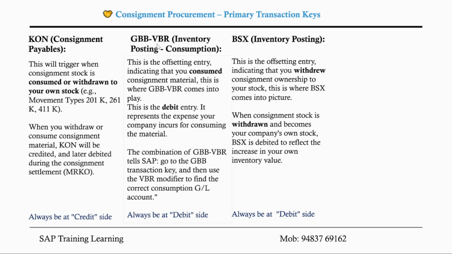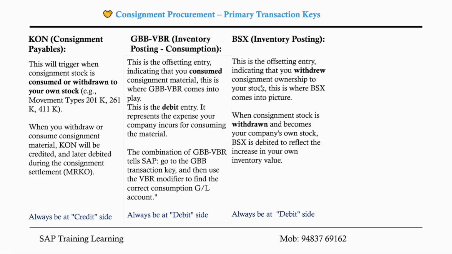GBB VBR is basically an offsetting entry indicating that you consumed the consignment material, which means there is a decrease in the consignment material. So GBB VBR is responsible for that offsetting entry, right? This is a debit entry, which is the expense your company incurs for consuming that material. GBB is a transaction key, and then it uses the VBR modifier to find the correct consumption GL account.